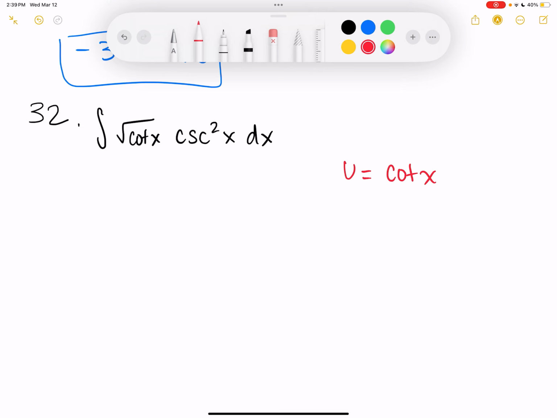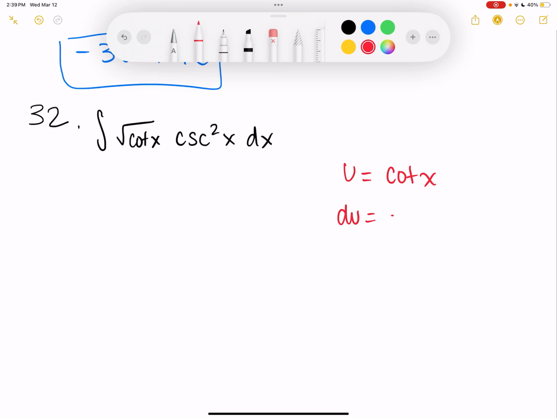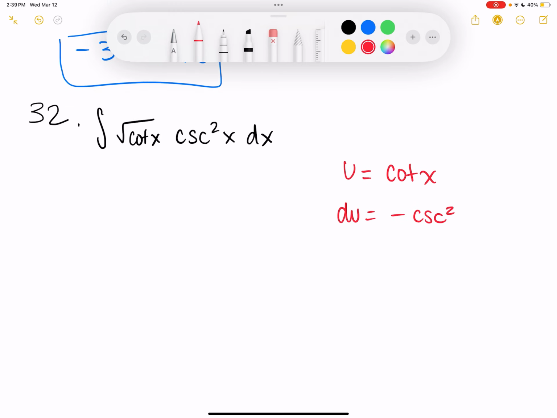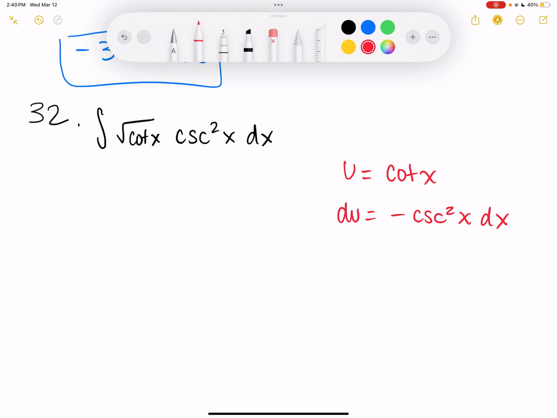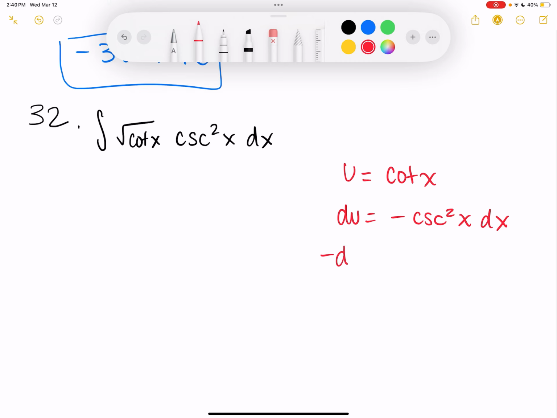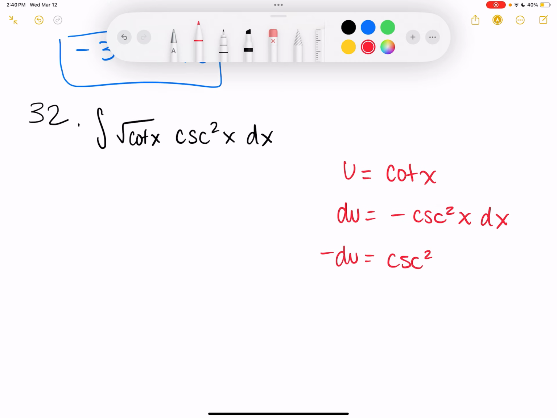All right, so cotangent of x, so what is du? Negative cosecant of x. Cosecant squared. So now I have cosecant squared, I don't have the negative, so this is just going to be negative du equals cosecant squared of x dx. So now I've got negative integral of, I'm going to rewrite this as u to the 1/2 instead of writing it under the radical. And then du.